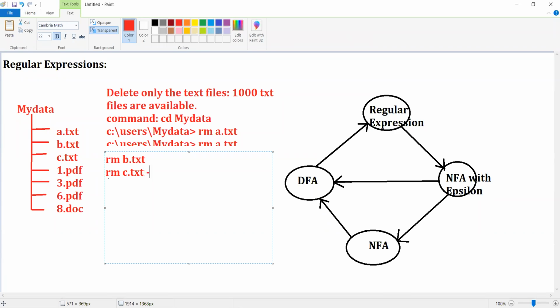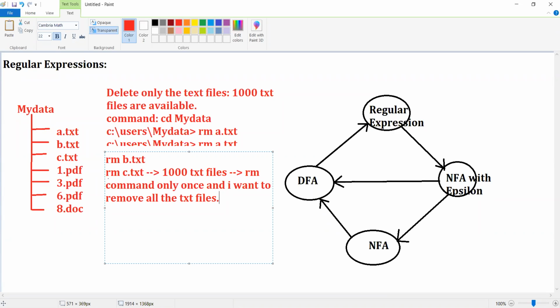But think about a scenario where I have thousands of text files available. In such cases, it is not recommended to use the rm command 1,000 times. Now what I want to do is use the rm command only once, please try to understand, and I want to remove all the txt files.